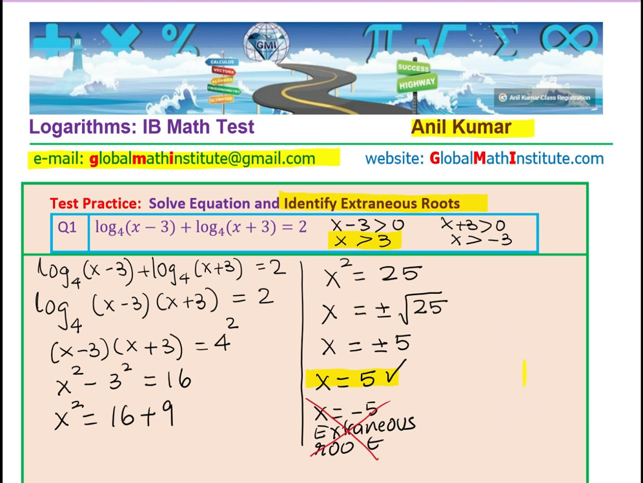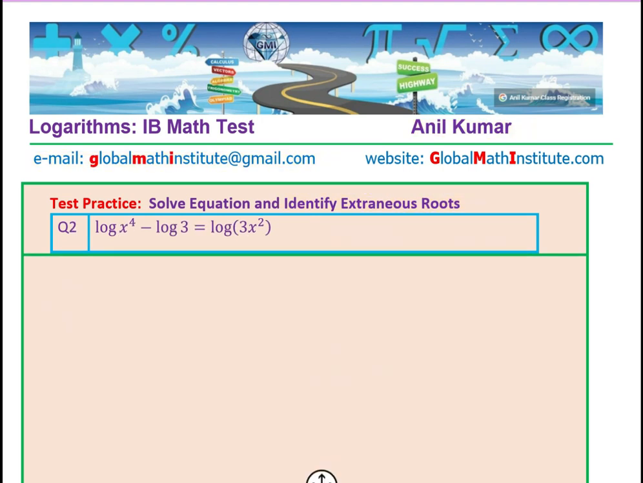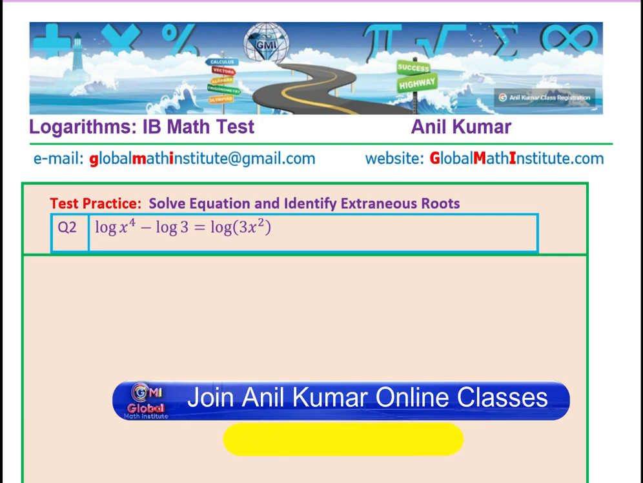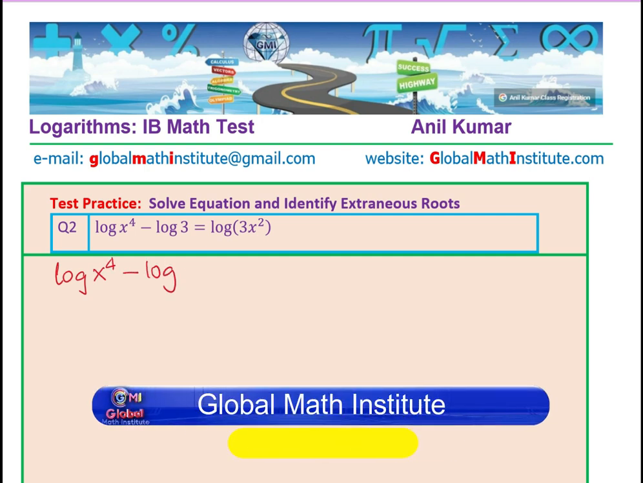I hope this concept is absolutely clear. Now here we have a similar kind of situation. You may actually pause the video and answer. So let's look into this question, which is log to the base 10 of x to the power of 4 minus log to the base 10 of 3 equals log to the base 10 of 3x squared.